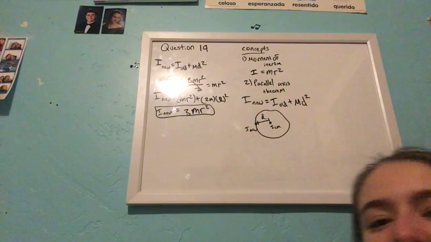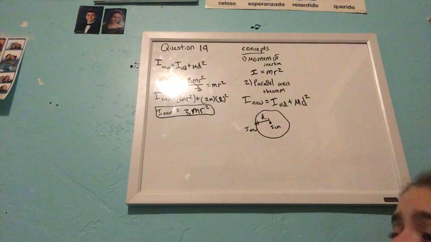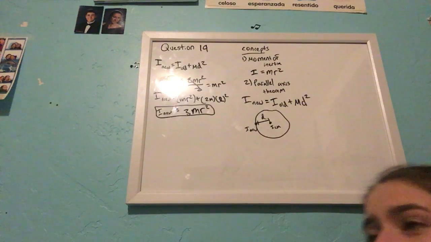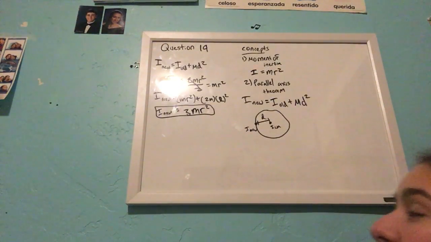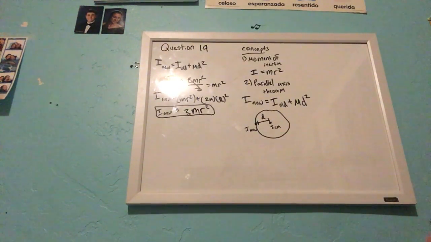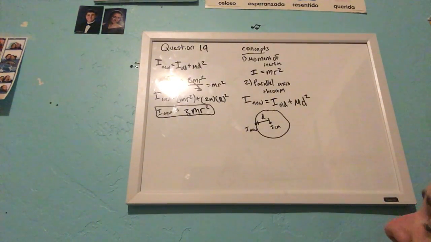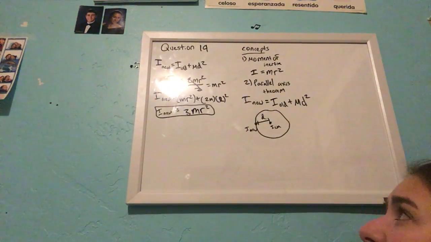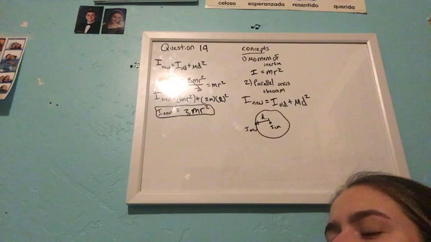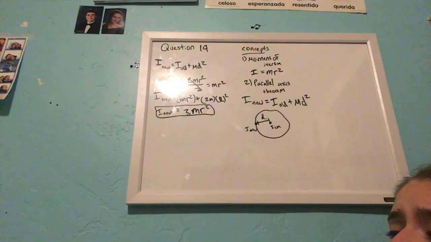In conclusion, this problem shows important concepts of the parallel axis theorem, and how if we have the old moment of inertia and we know the distance and the mass, we can find the new moment of inertia, and that's very important for solving lots of problems like that.